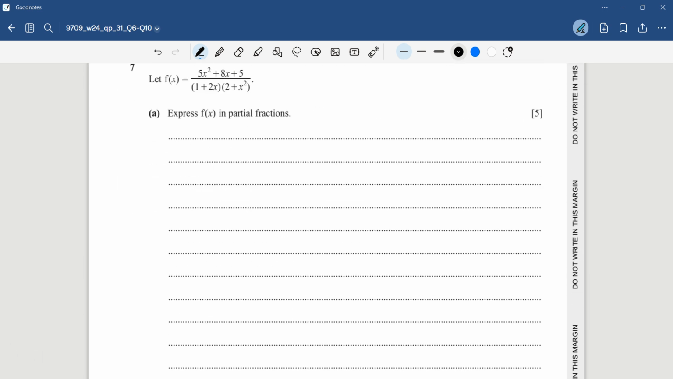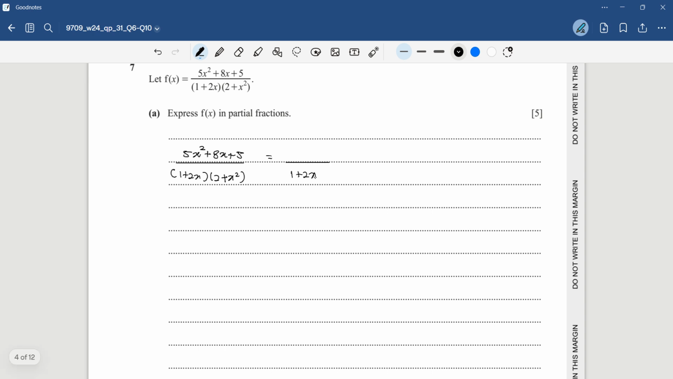Continue with question number 7. Express f(x) in partial fractions. So I'm going to rewrite this: 5x squared plus 8x plus 5, divided by (1 plus 2x)(2 plus x squared). So I'm going to break the denominator into 2. So first one is 1 plus 2x.